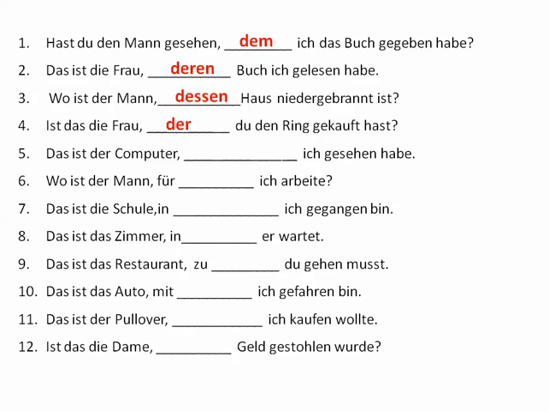Ist das die Frau, der du den Ring gekauft hast? Is that the lady for whom you have bought the ring, basically? And in this case, our relative pronoun is the indirect object and therefore dative. So die Frau changed to der.